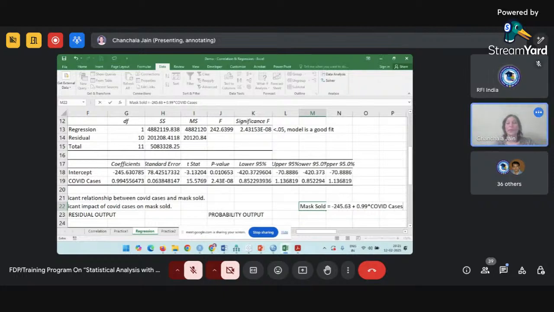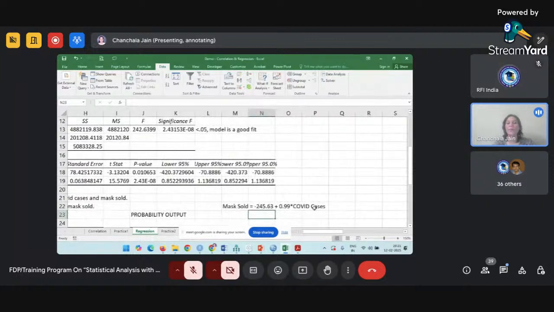So the meaning is this: if I am ignoring the intercept, if I am not considering the intercept, I can say there will be 1 unit change in the COVID cases, or 1 COVID case increases. So there will be 0.99 change occurred in the mass sold, right? So it is 0.99 of the number of COVID cases that will be giving you the mass sold value, that how much mass will be sold. Is it clear? Yes, ma'am. 1 unit change in the COVID cases will lead to 0.99 change in the mass sold, right? Is it clear?